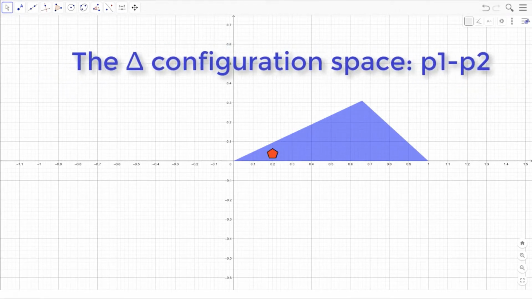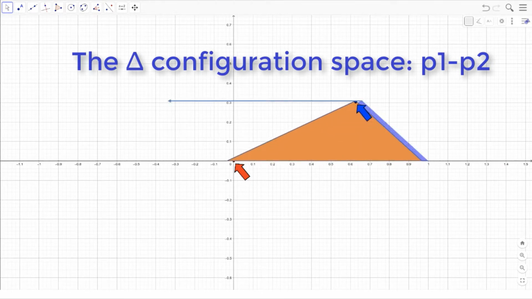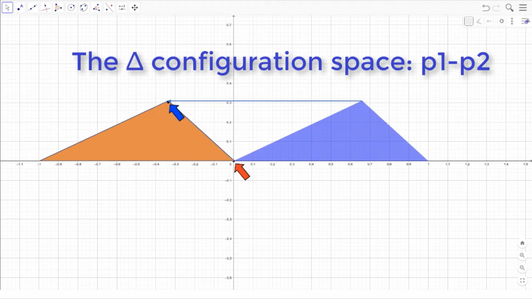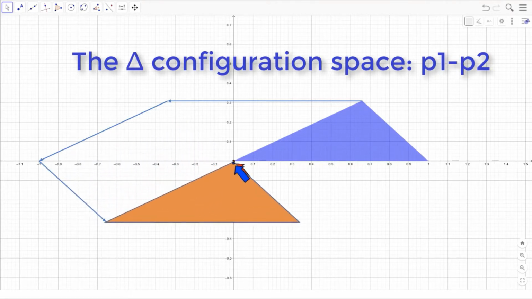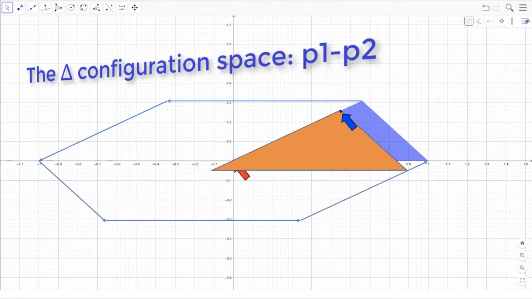Next, we illustrate the delta configuration space. Place one tiny red particle in the corner of the workspace. The blue particle can obviously be placed anywhere in the workspace. Now use the red particle as a reference and move the workspace so that the red particle is in the right corner. Again, the blue particle can be placed anywhere inside the translated workspace. Continuing this, we see that the delta configuration space is a hexagon.